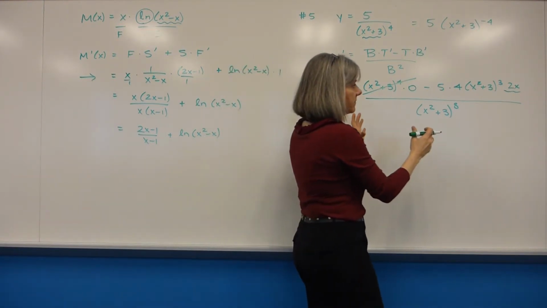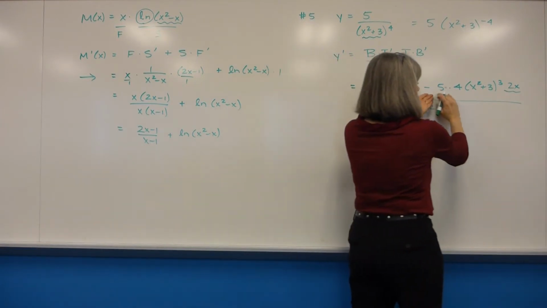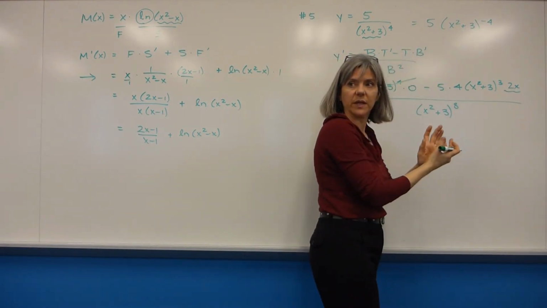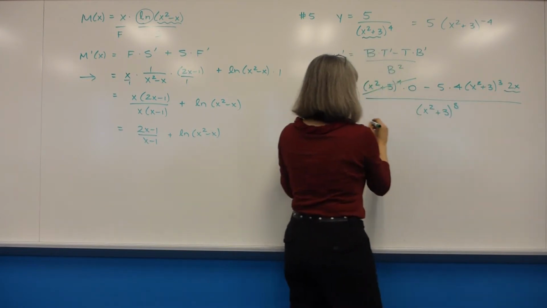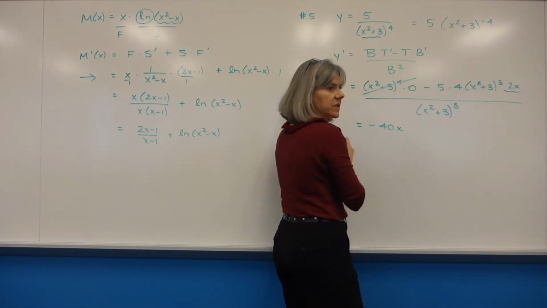Okay, so let's clean up. Remember how we write things in order. So at this point, we have things that we can multiply out. We're going to multiply all the numbers. So 20 times negative 20 times 2 is negative 40. We write the simplest things first.